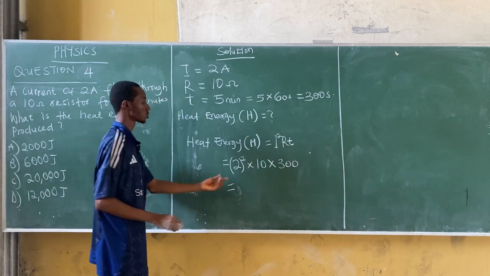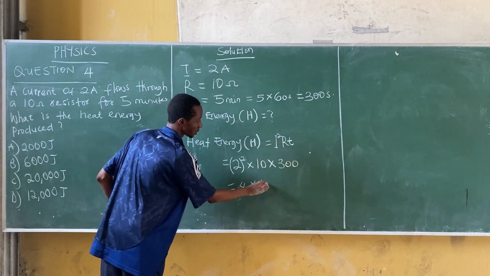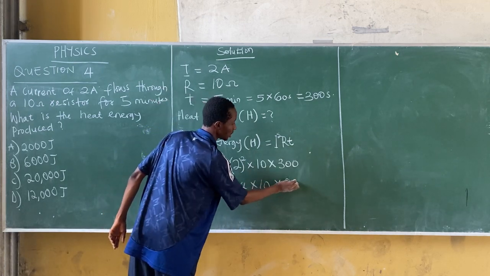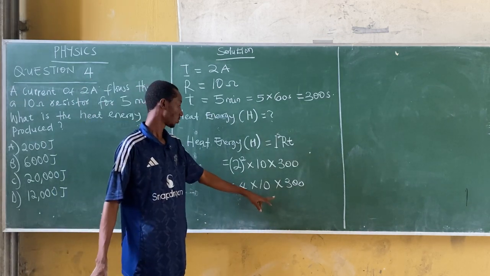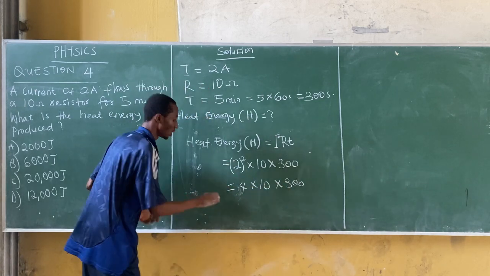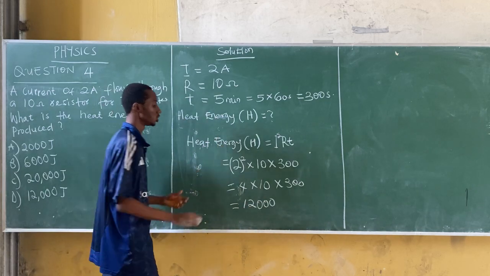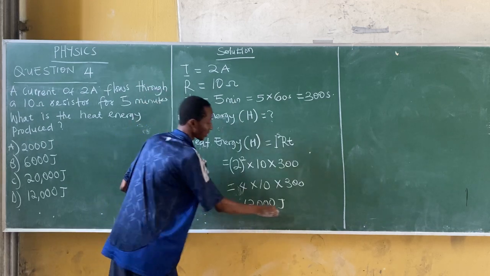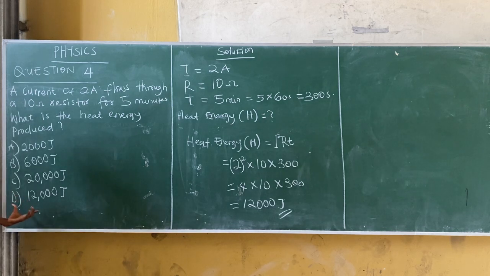This is equal to 2 squared, which gives us 4, times 10 times 300. 4 times 10 gives us 40. 40 times 300 gives us 12,000. The unit for heat energy is joules. This is the final answer. Therefore, from these options, the correct option is option D with 12,000 joules.